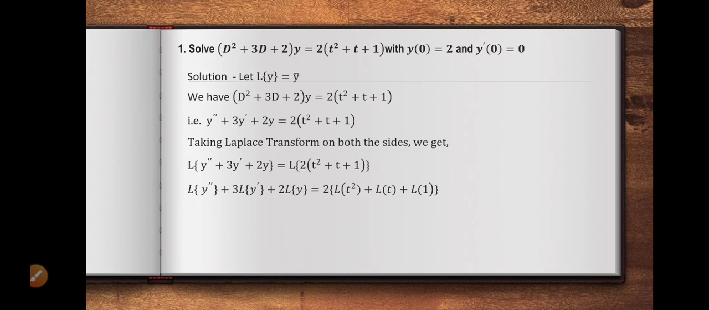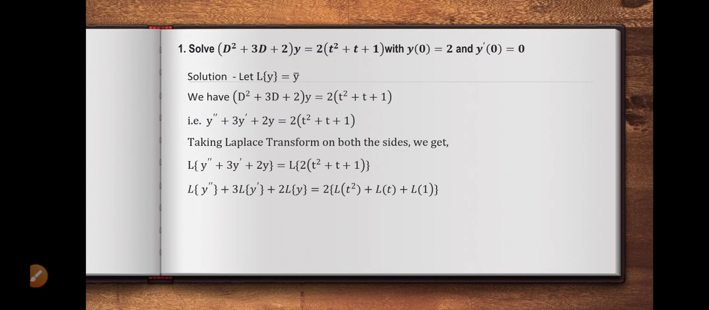Now you have to apply linearity property of Laplace transform so that you can write operator L separately for all the terms on LHS and RHS. So it gives us L of y double dash plus 3 times L of y dash plus 2 times L of y equal to 2 into L of t square plus L of t plus L of 1. Now here you are going to use L of y double dash, L of y dash, L of t square, L of t and L of 1. So all these results should be known to you to move further.